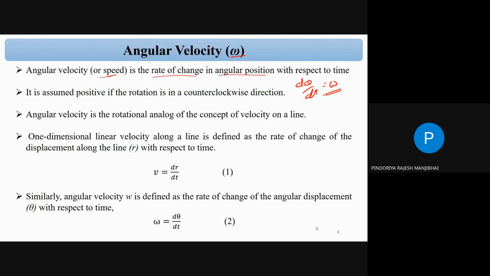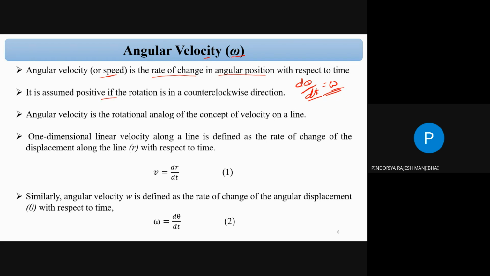Yes. So angular velocity is nothing but your motor speed, correct? So how can we define the motor speed? It is the rate of change of the angular position. Your theta is changing with respect to time. So you can say d theta by dt, correct? d theta by dt. So theta is changing with respect to time. That is nothing but your speed, correct?